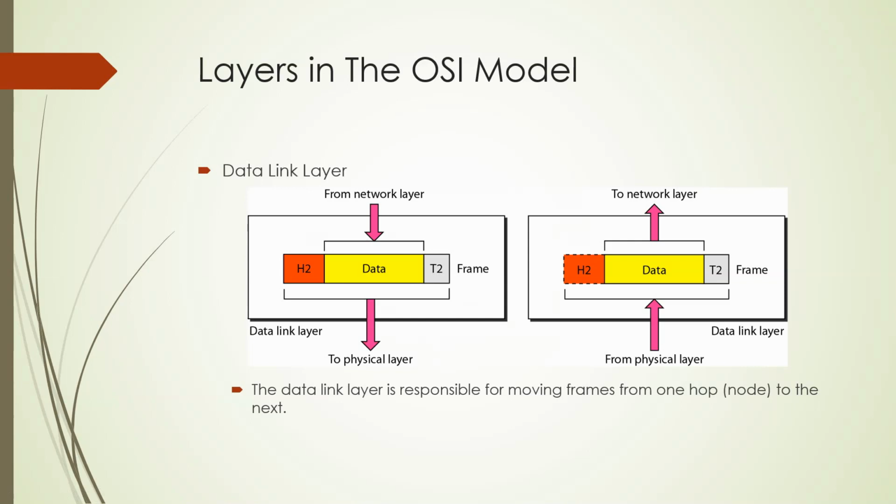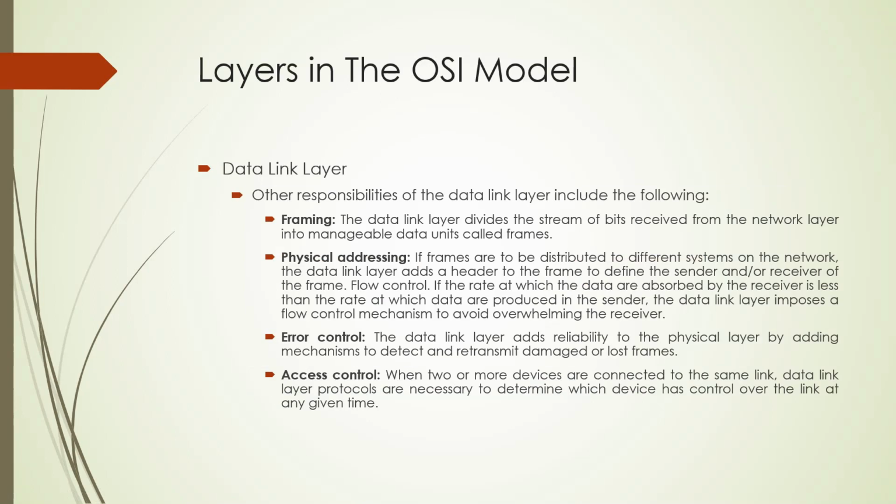So for this, what will the data link layer do? It will break the whole message into certain frames. Okay, and every frame will be followed by a header at the front and a trailer at the end. How we do this, we will study in the later half of the session. So for now, understand that the data link layer is responsible for moving frames from one hop to the next, with the help of headers and trailers. Okay. There are some other responsibilities as well.